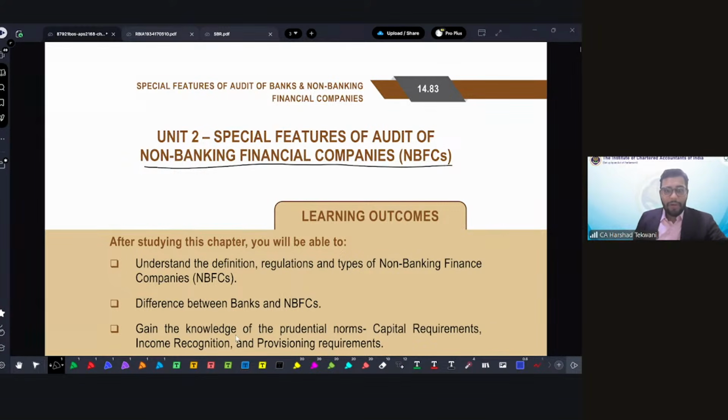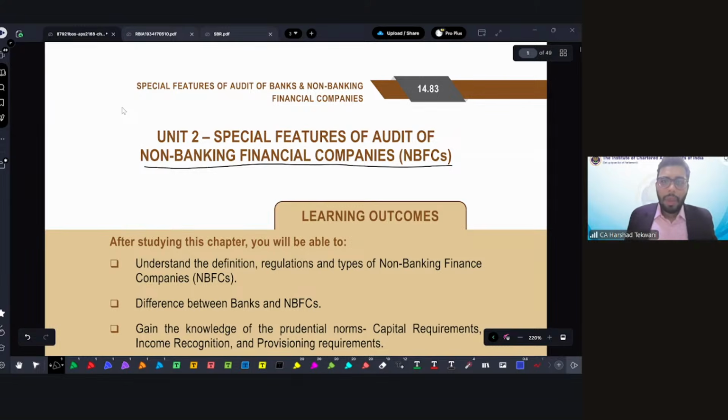Section 45-IA of the RBI Act. Yes, very good, Sanjay. Very good. Anything else apart from the RBI Act? Which laws or regulations are applicable to NBFC? Yes, very good, Hetal. SEBI laws. Okay.